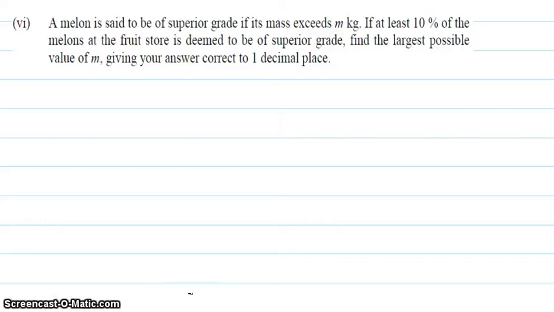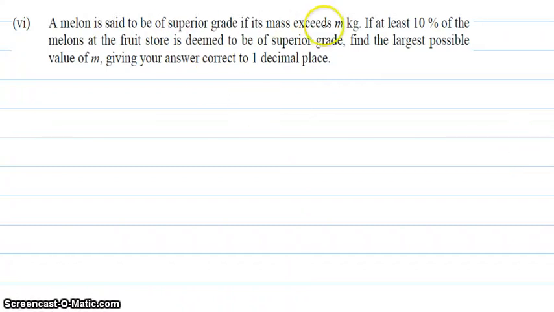Okay, so the last part, part 6. A melon is said to be superior grade if its mass exceeds m kilograms, if at least 10% of the melons at the fruit store are deemed to be of superior grade. Find the largest possible value of m, giving your answer correct to one decimal place.